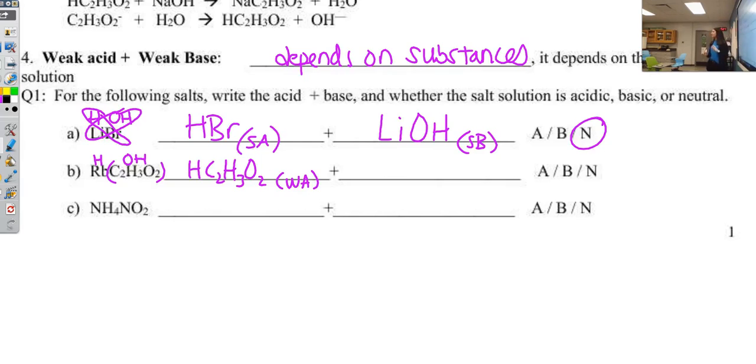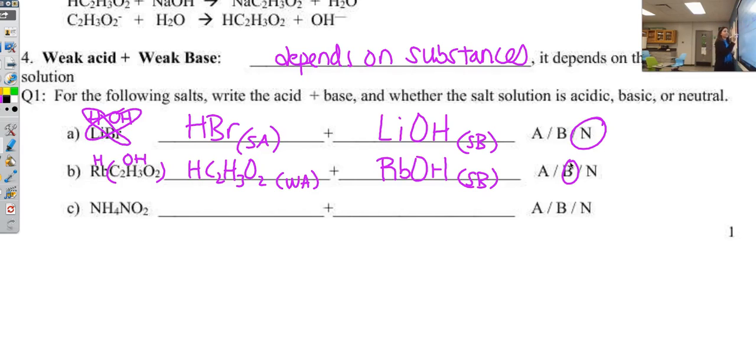Plus, what's our base? RbOH. This is one of the 1As. It's an alkali metal, so strong or weak? Strong. Okay, on the count of 3. Oh, oops, I just wrote A instead of B. On the count of 3, acid, base, or neutral. 1, 2, 3, go. Basic. Very good. Because your base is stronger, that's going to be basic.